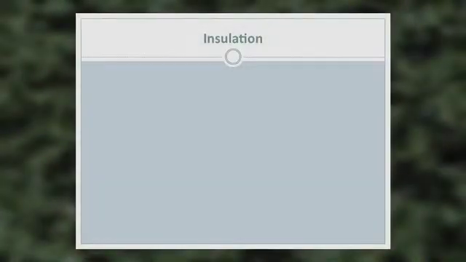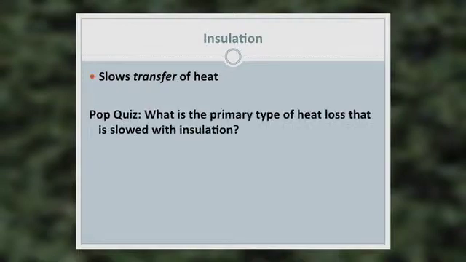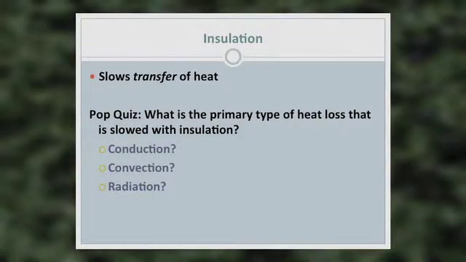So what does insulation do? Insulation slows the transfer of heat. The question is, what kind of heat transfer does insulation slow? Is it radiant, is it convection, or is it conduction? It's all of it, isn't it? So really, insulation is good for all of those things. It stops all of those things.